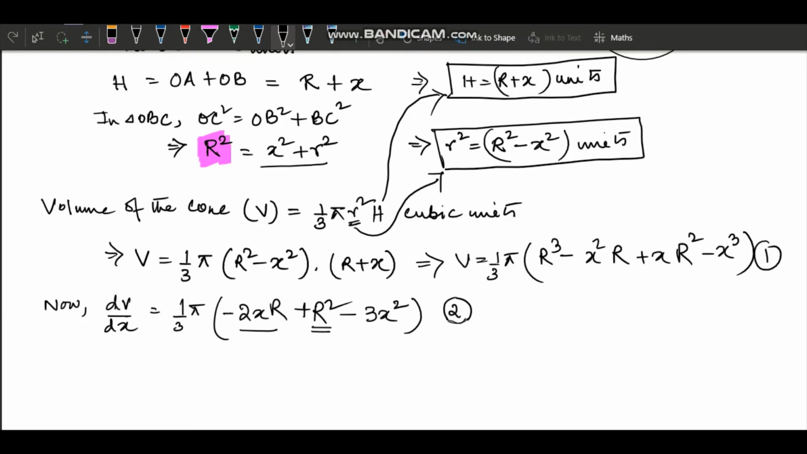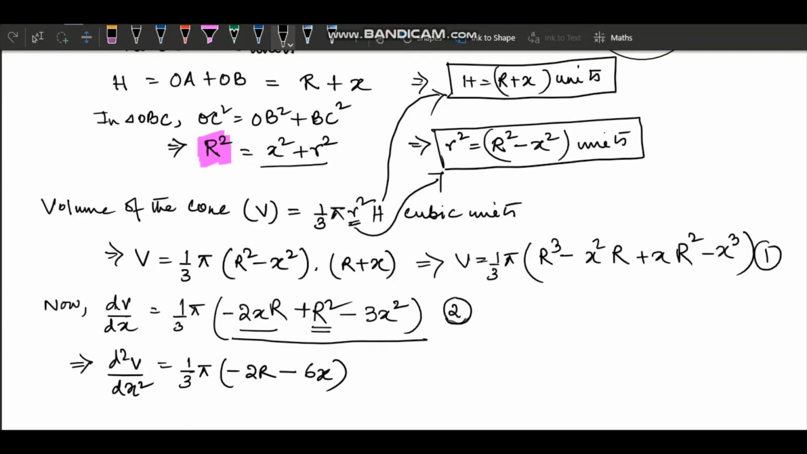Now what we will do is, we will find out the second order derivative of V with respect to x. That is, we evaluate d2v dx2. That is, we will differentiate 2, that means this expression, with respect to x. So what are we getting? We are getting 1/3 pi. This gives us minus 2r, and from here we are getting minus 6x. So we can take minus 2 common from here. So we are getting minus 2/3 pi r plus 3x.